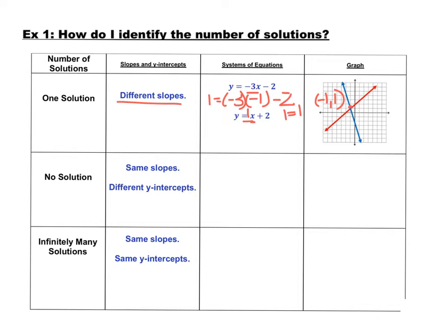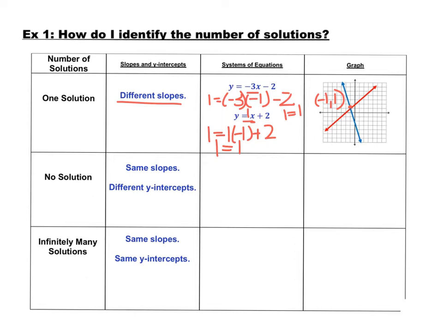Now let's check to see if it's a solution of the second, because remember, in order for it to be a solution, it has to work for both of them. So let's plug in 1 for y, and 1 times x, which is negative 1, plus 2. Is 1 equal to negative 1 times 1, which is negative 1, plus 2? Yes, that equals 1. So notice how it's a solution to both of these equations, meaning that it is a solution to the system.